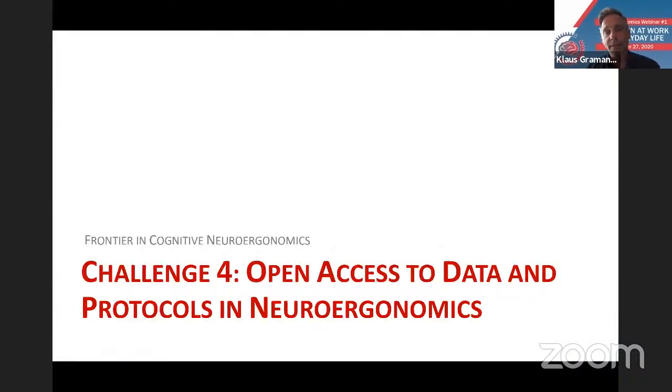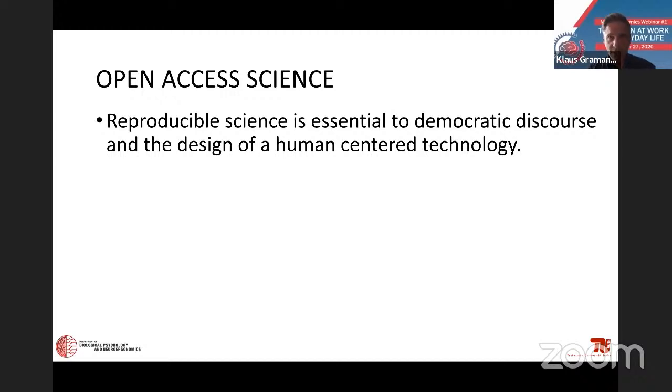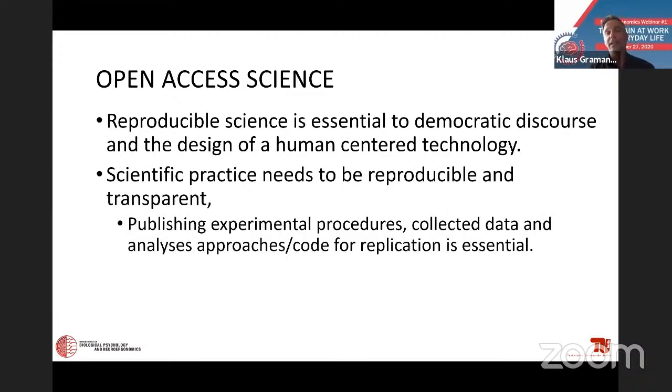And I think the fourth challenge that we identified is one of the keys to do that, and that is that we need to work with open access to data, to protocols, in neuroergonomics. And open access is generally, as reproducible science, essential to democratic discourse and the design of human-centered technologies. It is pivotal that we have data to access, to prove concepts, to basically falsify others' works if this is not robust science. Scientific practice needs to be reproducible and transparent.